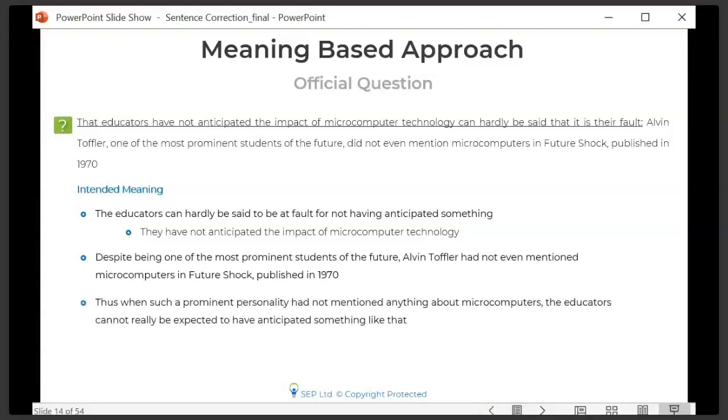So let me reset the poll and ask whether now things are clearer to you guys or not. One second, give me a moment. So let me again ask the question to all of you. Is this meaning-based approach clear to you?